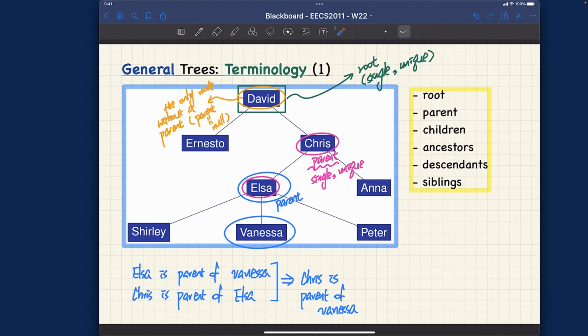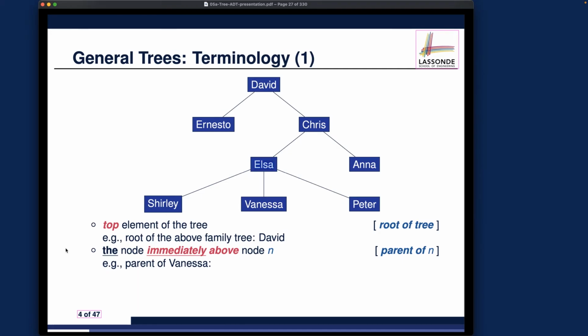So when you say Chris is also a parent of Vanessa, this conclusion is simply false. It's not the case, because according to our definition, parent has to be immediately above. However, what will be right is something we call ancestor, which I'll get into later. Just remember, for the parent, it has a very strict definition. It has to be strictly above, immediately above.